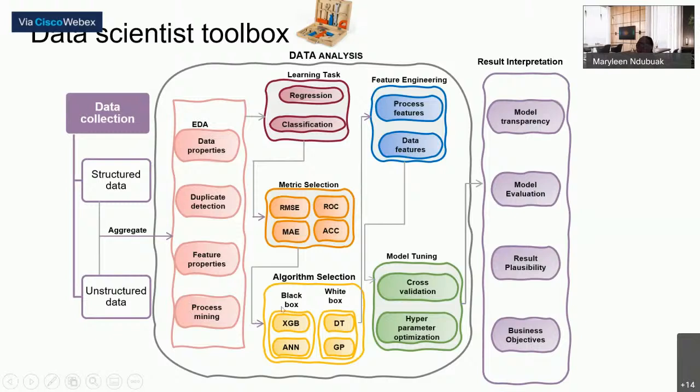So what do you want to use, a black box model, which hides a lot of things and is not very explainable, or do you want to use a white box model like a decision tree or Gaussian process? An artificial neural network or XGBoost is a black box model. So you have to select your algorithm. You do some feature engineering as well, like feature selection. And of course, you have to tune your model. You can use cross-validation and hyperparameter optimization. And all of these things go down to result interpretation.